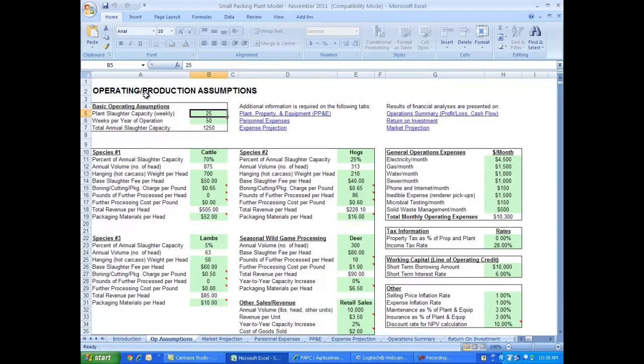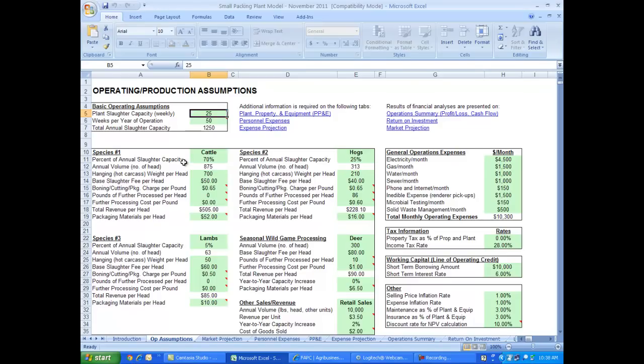It brings you to the sheet that's the basic operating and production assumptions. First and foremost in that, the slaughter capacity of the facility. How many head of livestock can be slaughtered in a given week, and how many weeks per year do you expect to operate? Now under that, you'll find where you can provide information for one or more species that may be processed in this small facility.